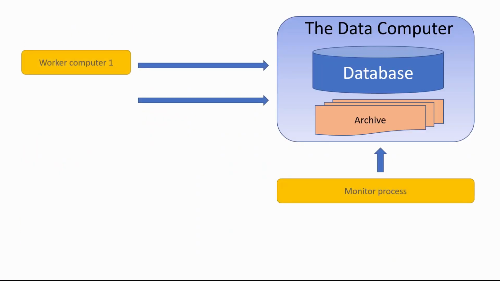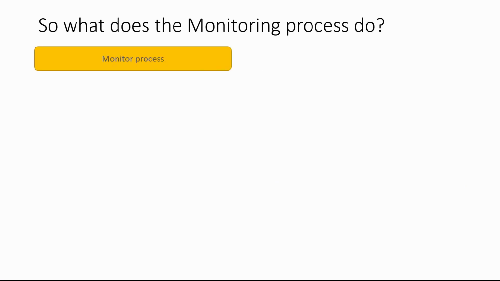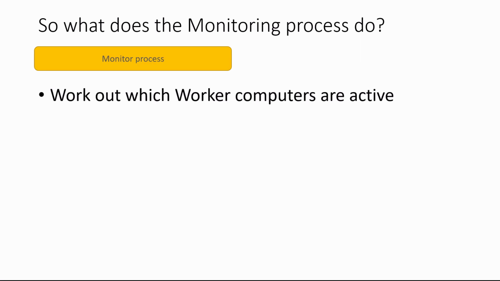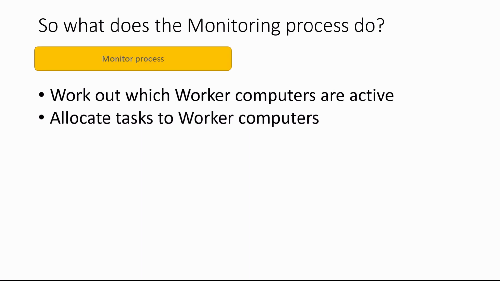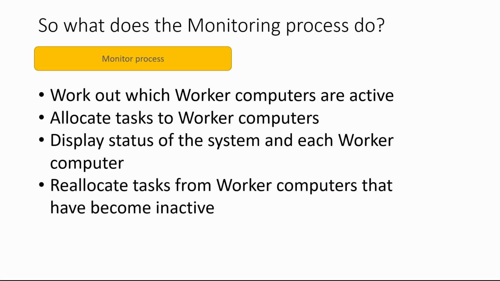The monitoring process is at the heart of the system, deciding what work needs parceled out to each of the worker computers in the cluster. It can do this by monitoring the database to see what work is needed and updating a table in the database from which the worker computers read their to-do list. The monitoring process has several tasks to perform. The worker computer's status is read from the database, allowing the monitoring process to decide which computers to allocate tasks to. Today we're going to look at displaying the status of the system and each worker computer.